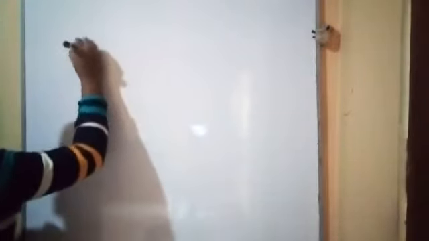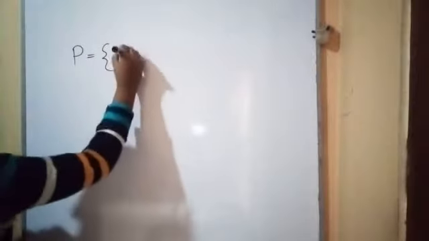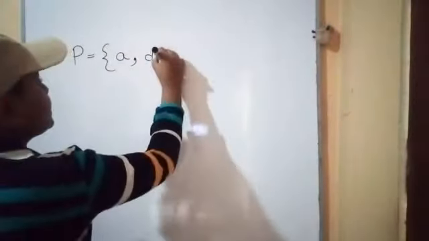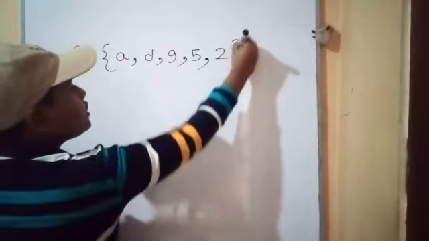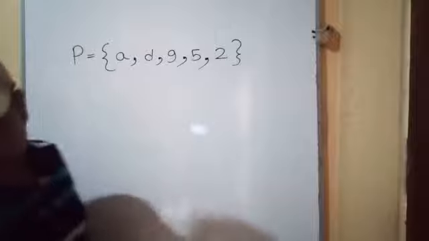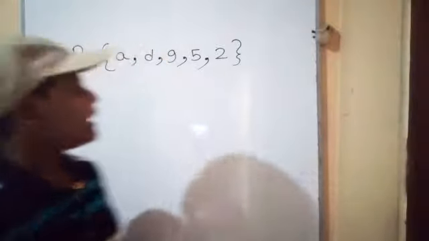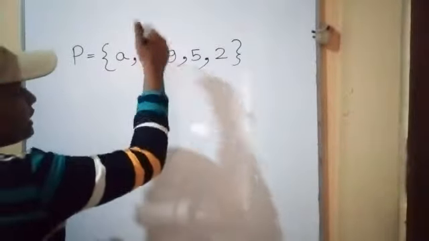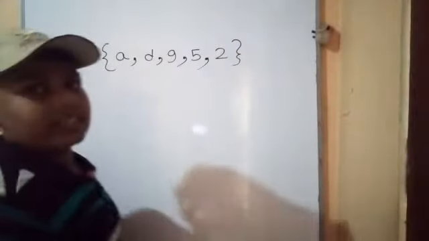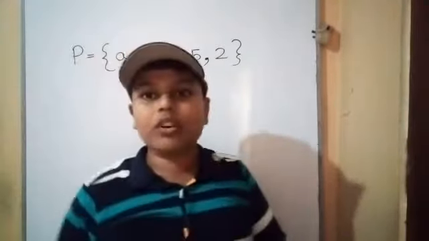Now, the set consisting of the symbols A, D, G, 5, 10. That means you get a set A, and what next? D, G, 5, 2. All you want to write in this. A set consisting of the symbols A, D, G, 5, 2. And you want to write in the curly brackets all the elements. Right? All elements you want to write in this set.